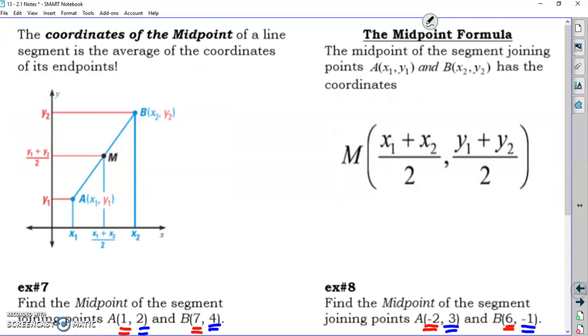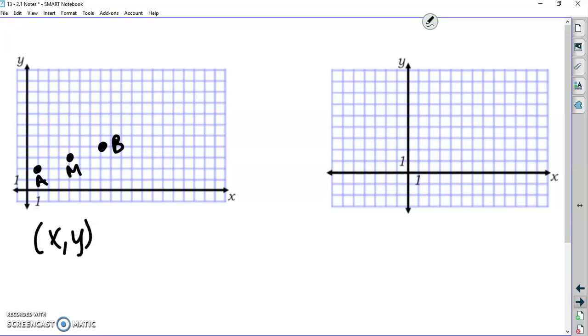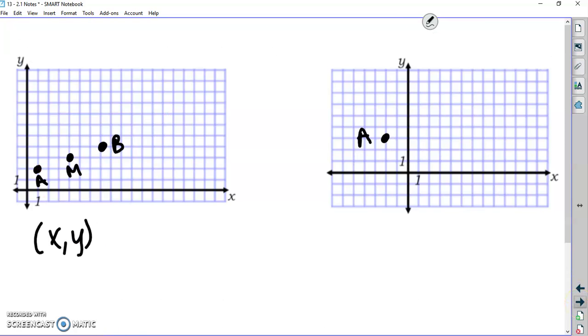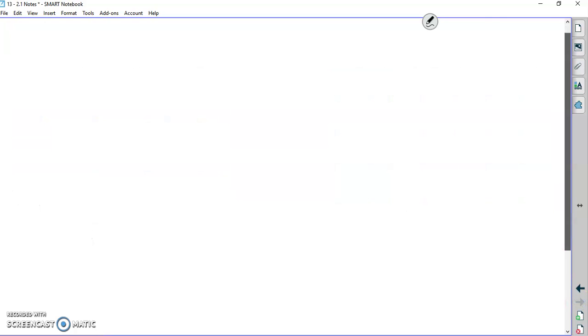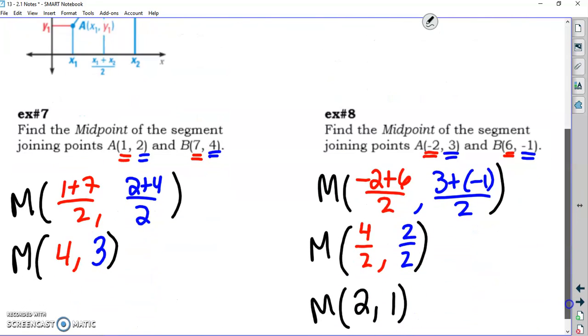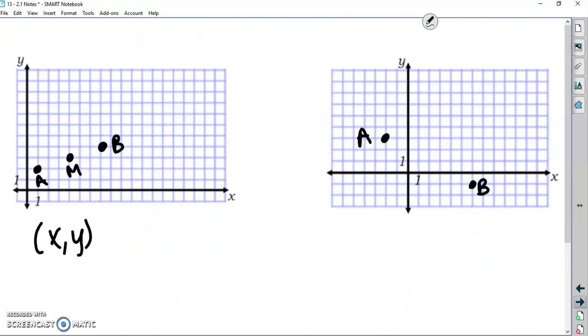And we'll do the same thing on this example. So A is at negative 2, 3. So to the left 2, up 3. B is at 6, negative 1. So to the right 6, down 1. And we found M. M was at 2, 1. So to the right 2, up 1. And you can tell that that is actually the midpoint in the middle of points A and B.